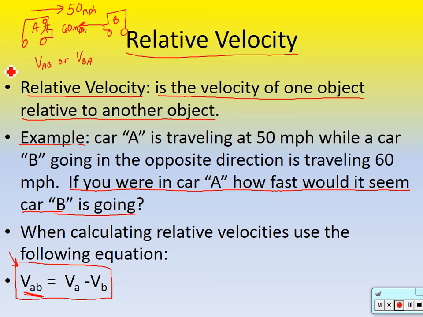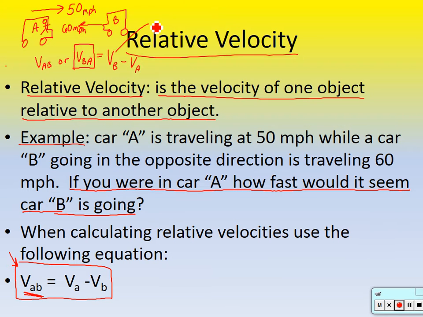We're trying to find, we're in car A, so isn't it all relative to A? So we want this one. And so if we write the formula, it's going to be velocity of B minus the velocity of A. So let's see if we can do this. What is the velocity of B, guys? B is right here. It's going 60, but it's to the left.